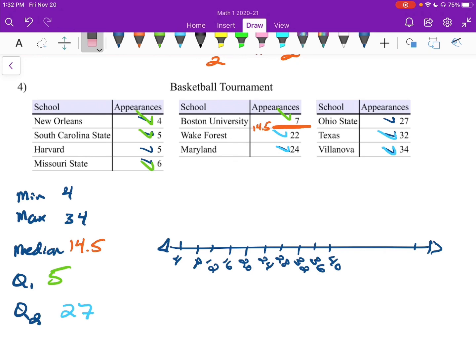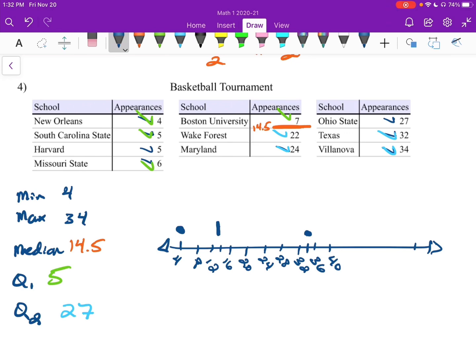All right, my minimum is 4, so I'm going to put a dot on the 4. My maximum is 34, so I'll put a dot on the 34. It'd be between those two. My median is 14.5, so that's going to be somewhere right in this region. The median gets a vertical line.